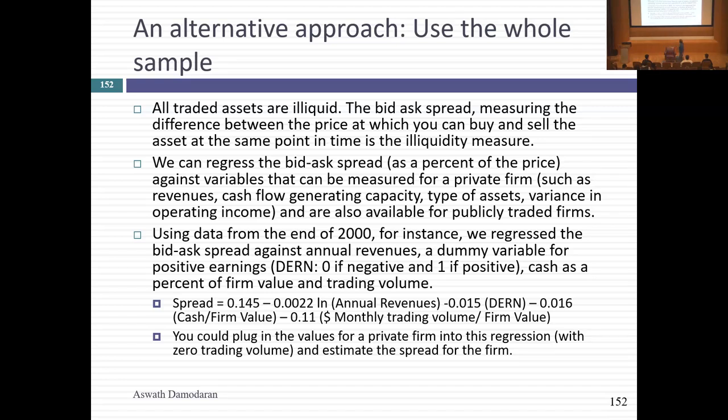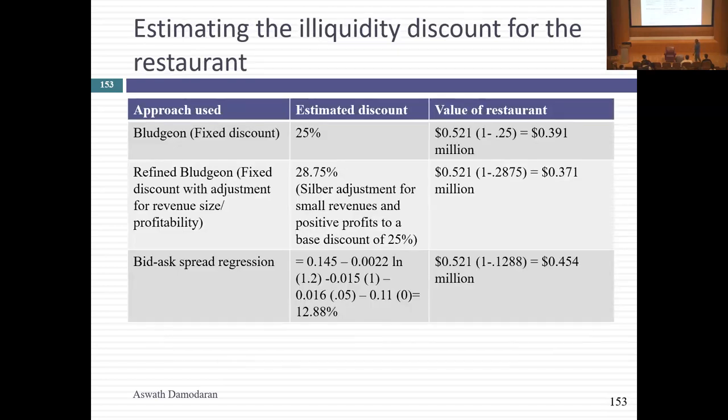Take a look at this regression. Could I get these numbers for my restaurant? I have the revenues, right? 1.2 million, I can plug it in there. Is it a money-making restaurant? Yeah, sure, it's money-making, so I put in one. I can look at its balance sheet. I can get cash as a percent of value. And how often does this restaurant trade? Zero. I'm just going to put in a trading volume of zero. That's basically what I did.